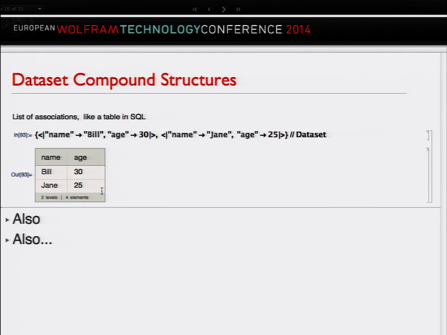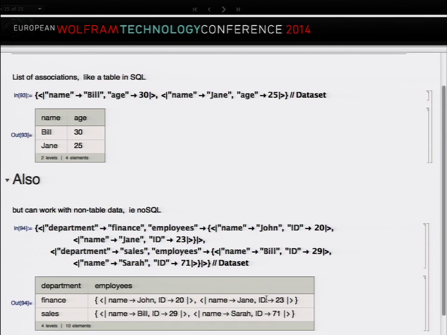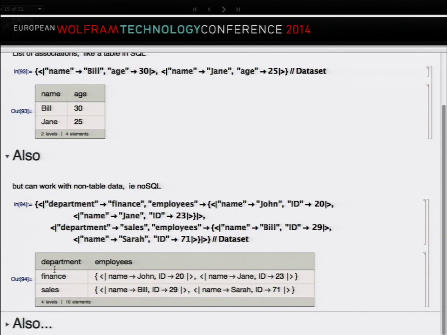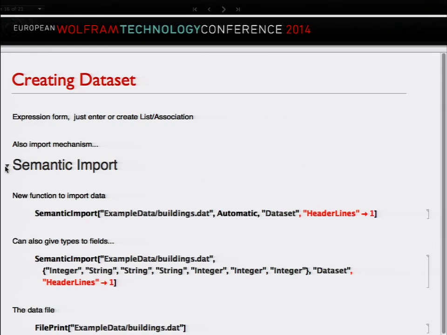So I've got something like that, but I could also build up, here's something where I've got departments, but each department has its own substructure. And I can use the data set functionality commands to sort of drill down and work on it.